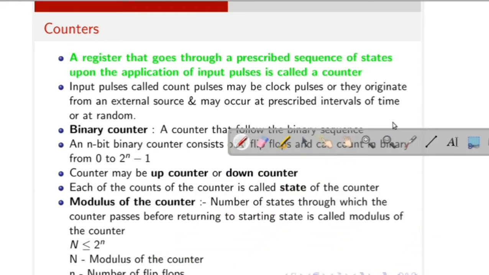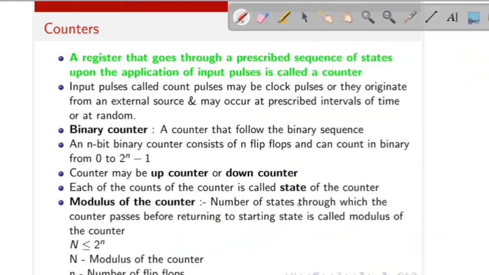Then what do you mean by the modulus of the counter? The number of states through which the counter passes before returning to the starting state is called the modulus of the counter. For example, in the case of a 3-bit counter, the counter passes through the states 0, 1, 2, 3, 4, 5, 6 and 7. So the number of counts is 8. Okay, so that is the modulus of the counter, the number of states through which the counter passes before returning to the starting state.